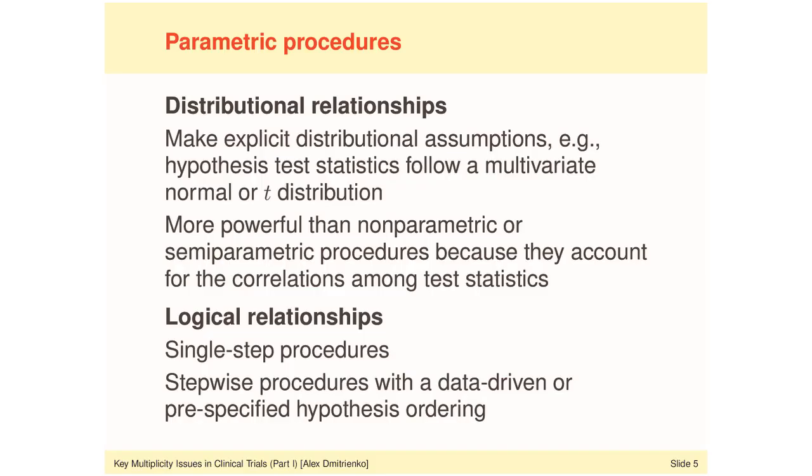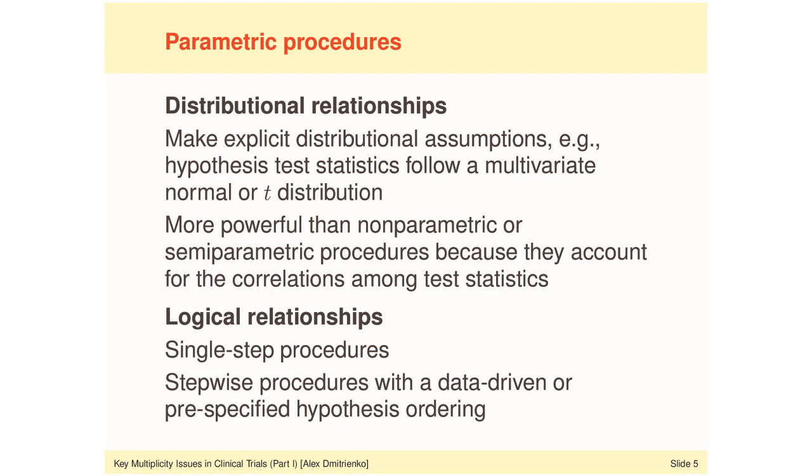Let's begin with a summary of key properties of parametric procedures compared to non-parametric and semi-parametric procedures that we explored in modules C and D. As you remember, non-parametric procedures do not make any assumptions about the joint distribution of the hypothesis test statistics, and for Simes-based procedures such as the Hommel and Hochberg, known as semi-parametric procedures, the family-wise error rate is protected for certain types of joint distributions.